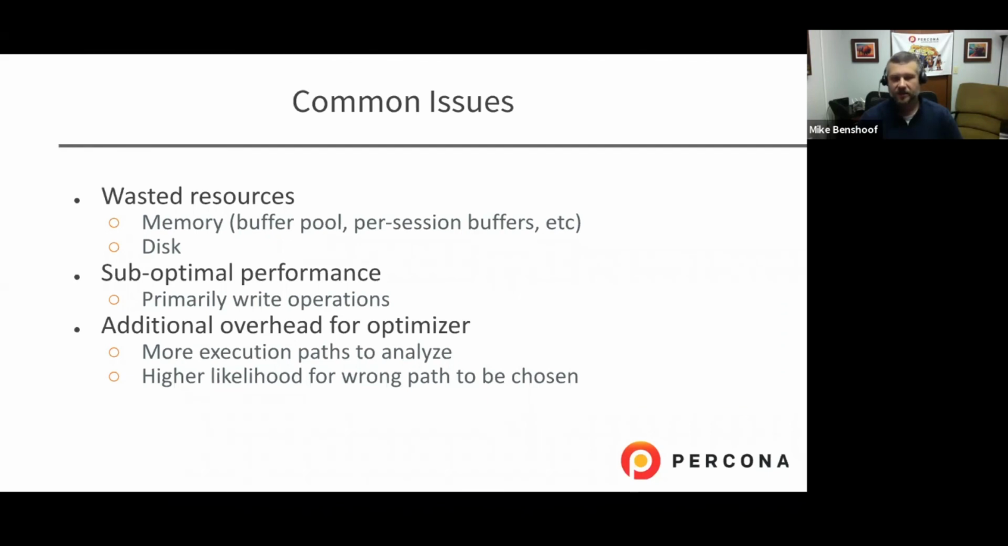And also it's additional overhead for the optimizer. If I have to analyze 12 different paths instead of 3, that's an extra step that needs to be done. And there's a better likelihood that I can choose the wrong path, which is going to be an impactful thing that we don't want to do.